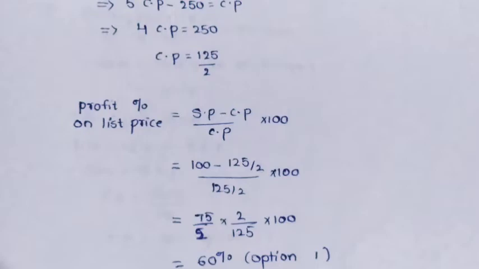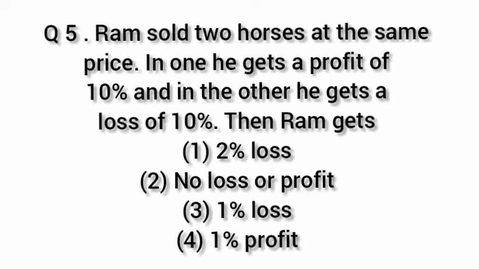And the fifth question is, Ram sold 2 horses at the same price. One of his horses gets a profit of 10% and on the other he gets a loss of 10%. Then Ram gets, so here Ram has 2 horses and he sold both the horses at the same price, but from one horse he got a profit of 10% and from the other he got a loss of 10%. Now we have to find out whether Ram got an overall loss or profit percent.